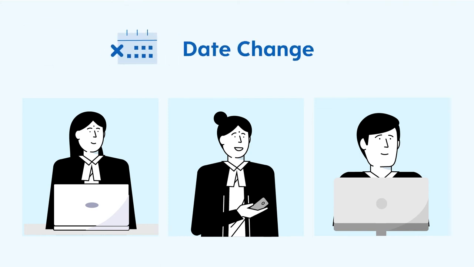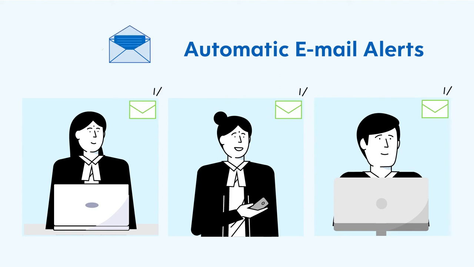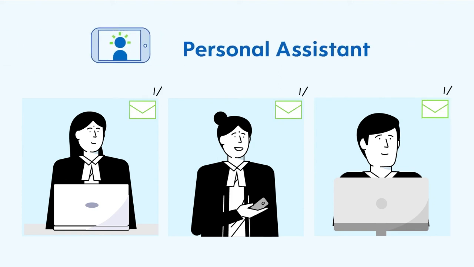And what happens if there is a date change on a random basis? myKase has got your back. It sends you an automatic email alert and keeps you informed of the next hearing date, keeping you informed all the time like a personal assistant.